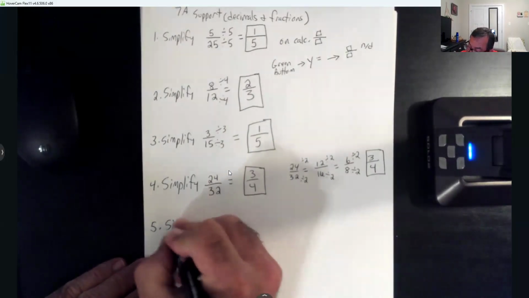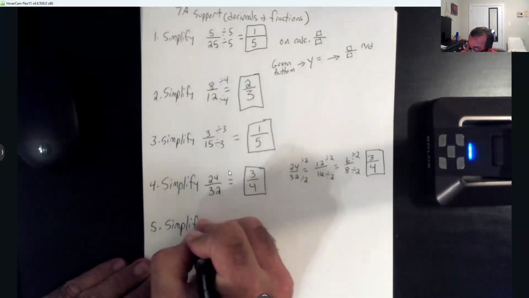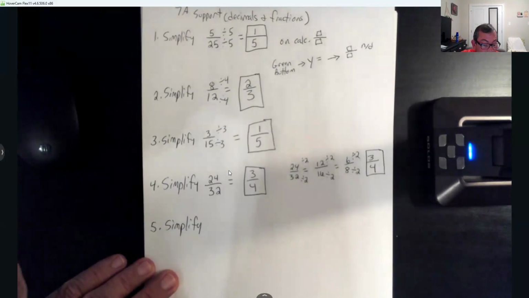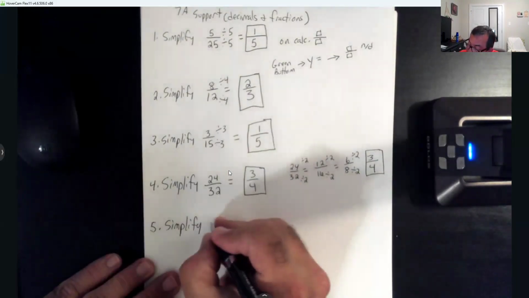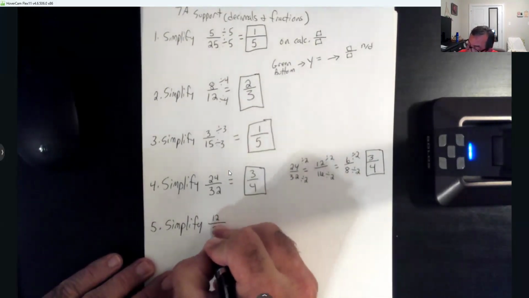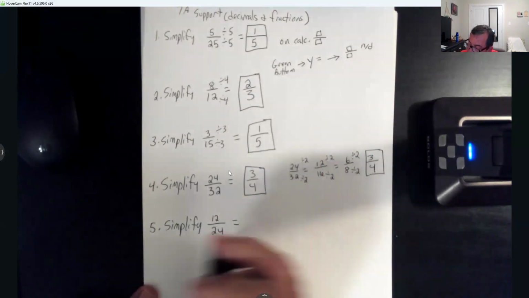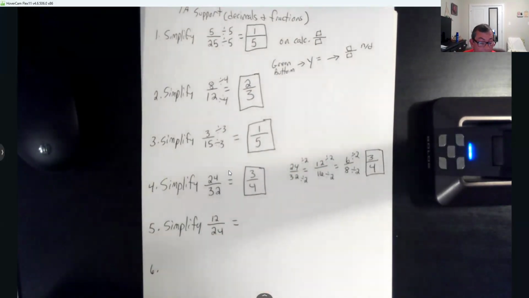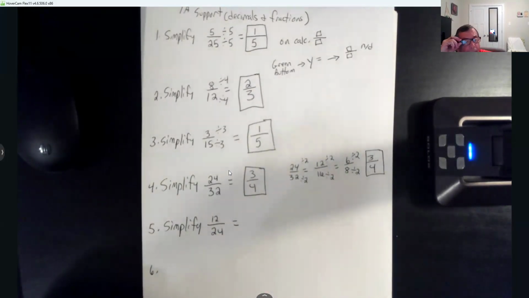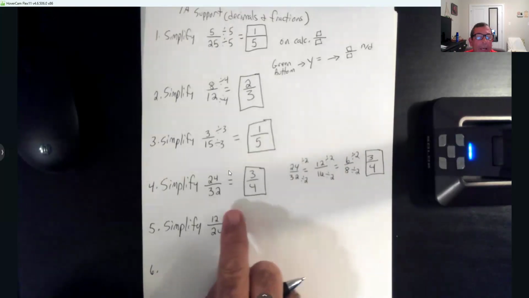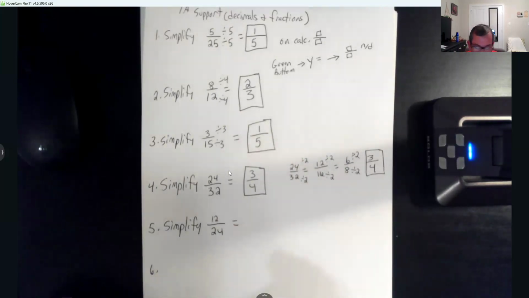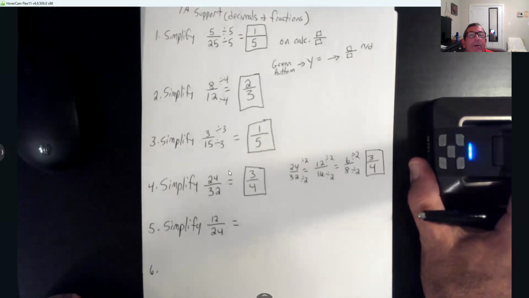All right, y'all, let's see. Number 5, simplify. This will be on y'all for number 5. Simplify 12 over 24. So I got 12 over 24 for y'all to simplify. Let's see what y'all get.